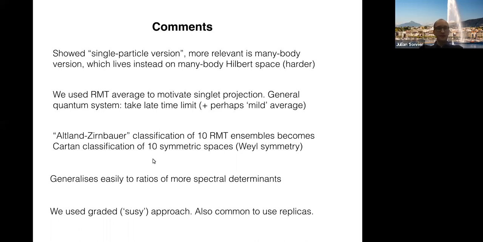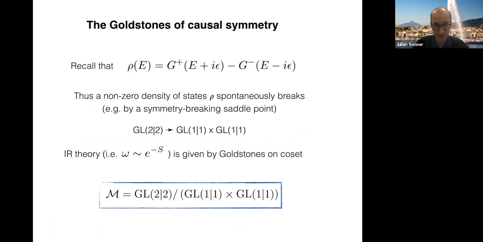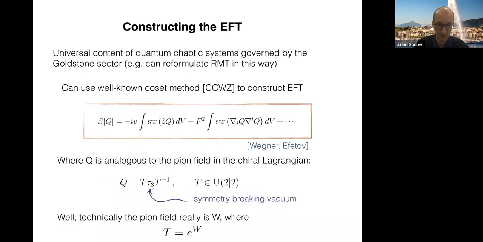Now, this coset here actually is not random, in the sense that the choice is a symmetry classification, and there exist only 10 of these. This is the Cartan classification of symmetric spaces, and it can be shown to be the same as the so-called Altland-Zirnbauer classification of all of the possible random matrix ensembles. So there is a nice map between these cosets and the usual random matrix classification. The classification of random matrix systems shows up in this approach as the Cartan classification of symmetric cosets.